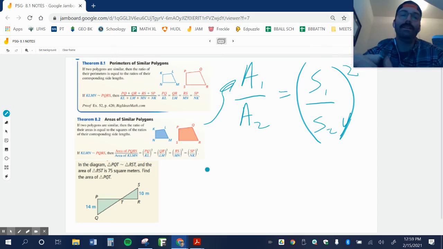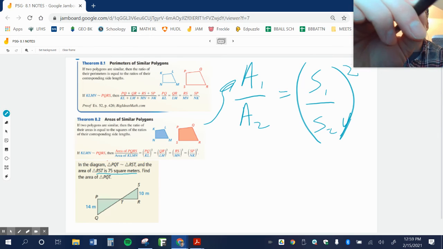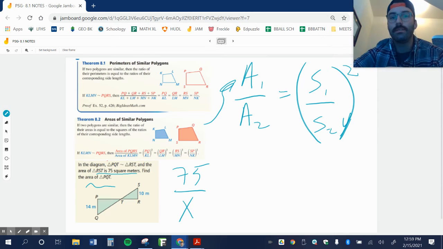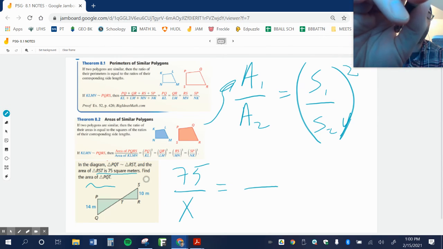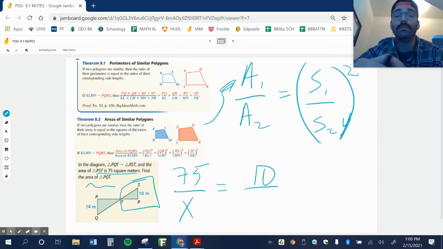So how does that apply? How does that look? What do I mean by all this? Let's look at an example. The area of RST is 75, and I want to find the area of PQT. I know that RST is 75, so I'm going to take that as the area of my first shape. I don't know the area of my second shape, so I'm going to call that X. Which side corresponds with the 75? Which side is from RST? Here is RST right here, so that 10 goes with it.